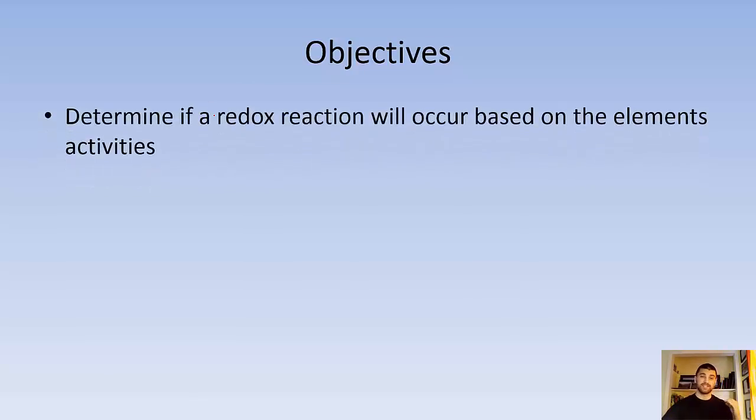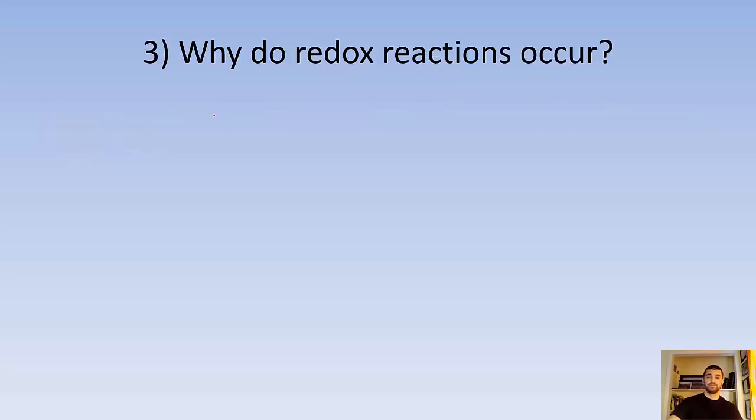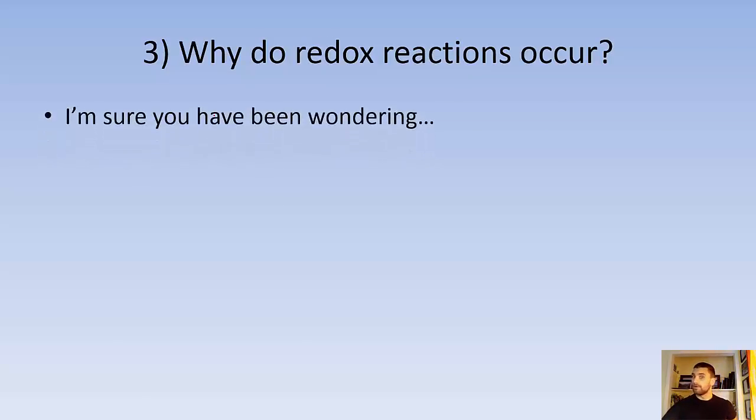Alright, so in this video, I'd like to take that explanation a step further so that you guys can be able to determine if a redox reaction will occur based on the elements' activities, based on that Table J. So the question is, well, why do redox reactions occur? And I'm sure you've been wondering, why do these things happen?